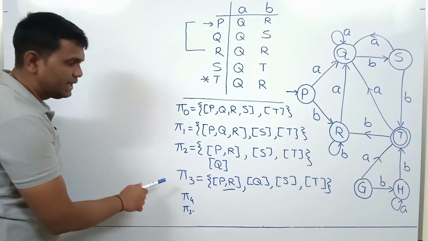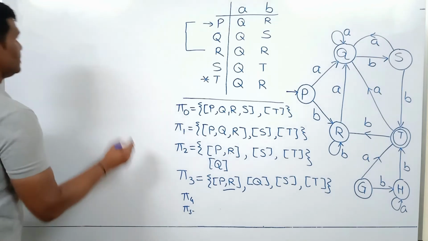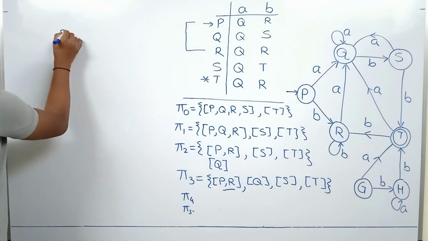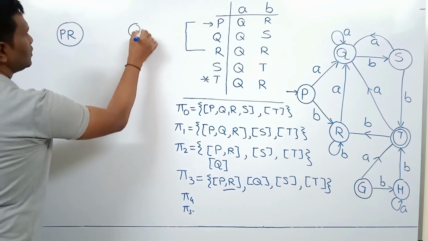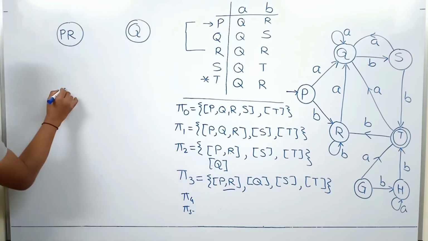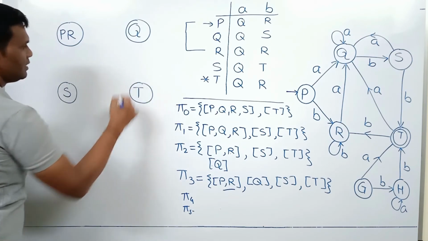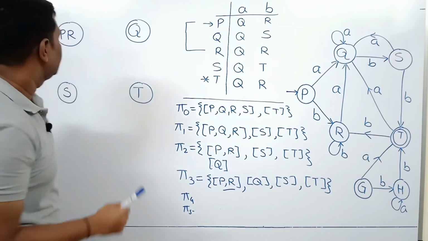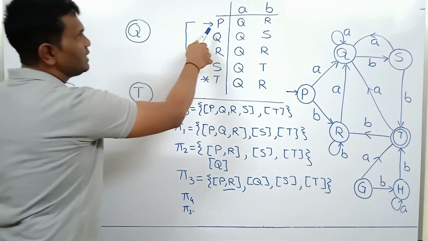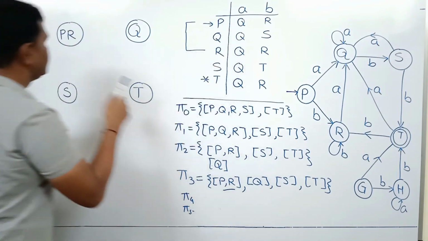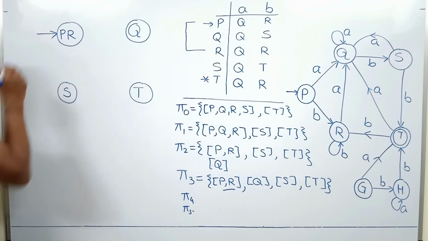So now we have calculated the equivalent set. Now we will draw the transition diagram. We have to take one state PR, then Q, then S and T. Now in the minimal DFA, which state will be the initial state? Here the initial state is P. Check which state contains P. It is this state, so this is the initial state.